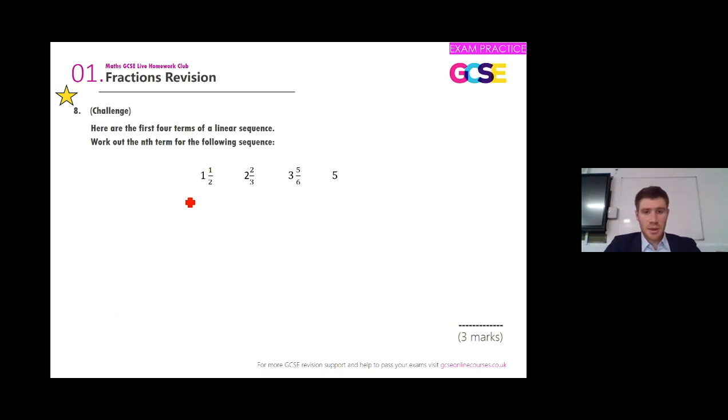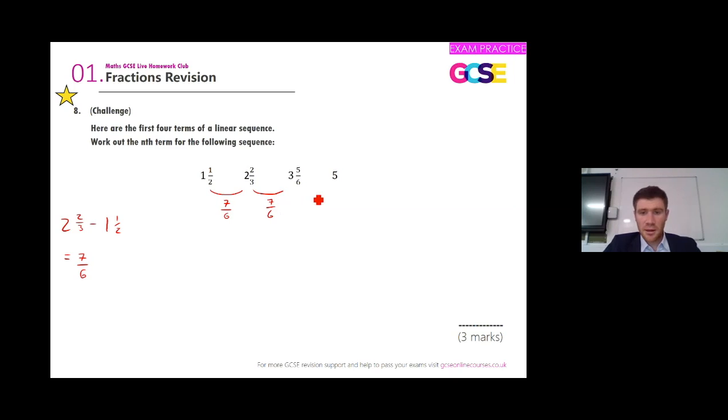Okay, linear sequences. What you need to do for this question, you need to find out the difference between each of the terms. Okay, so to find the difference, you do 2 2/3 minus 1 1/2. Now, in the interest of time here, because I am conscious of it, and we've done these questions quite a lot, what I'm going to do is I'm going to tell you that after you do everything, you get 7/6. That's the difference. And if I was to check it with any of these other ones, it would all be 7/6.